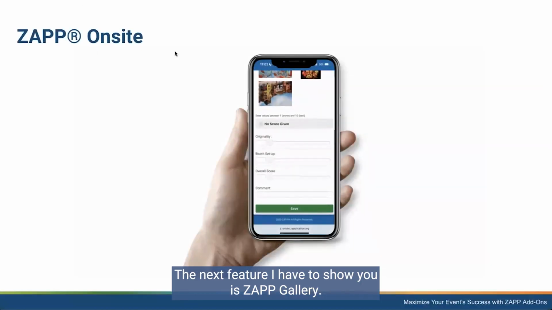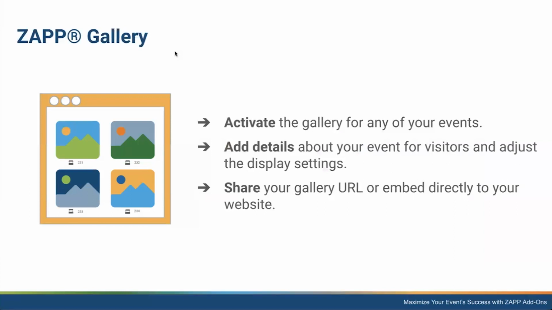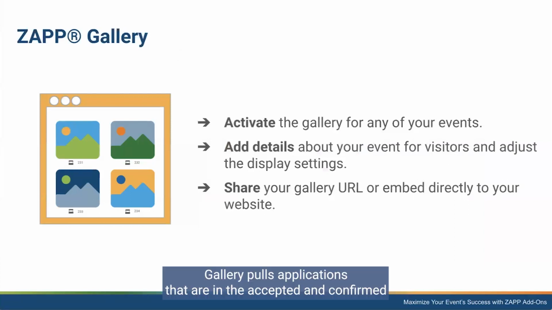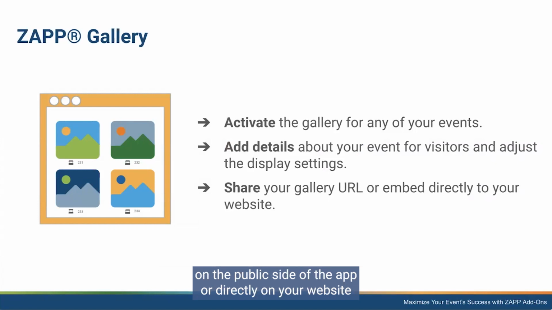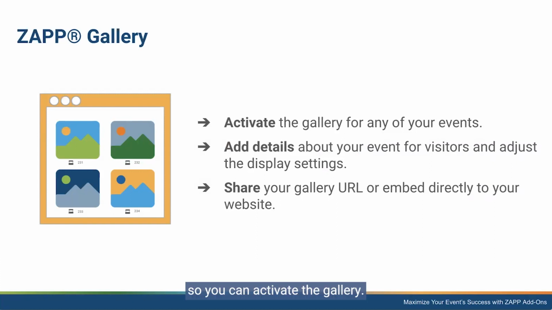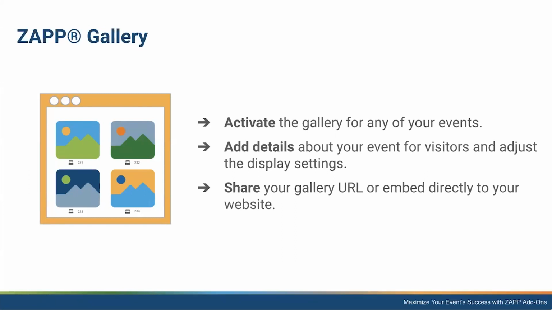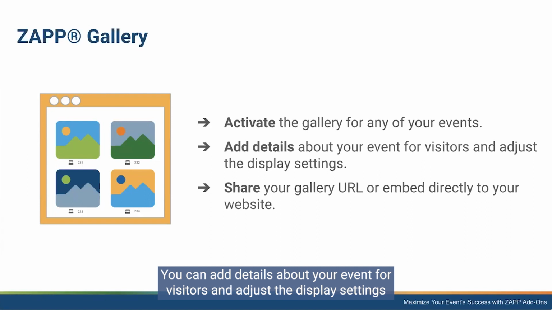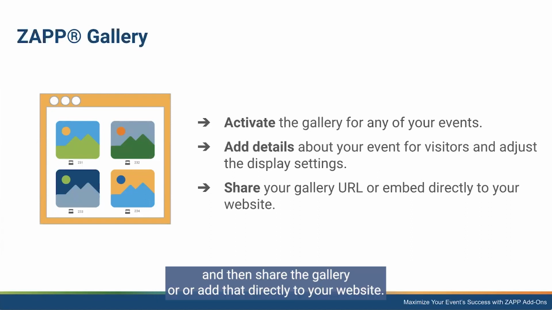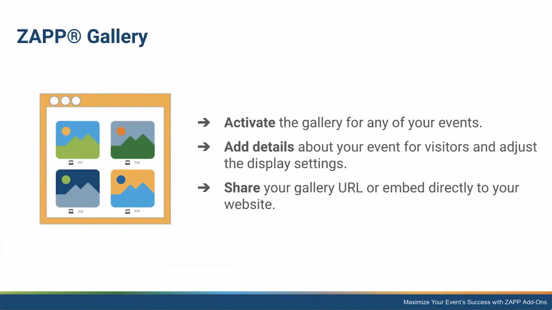The next feature I have to show you is ZAPP Gallery. Gallery pulls applications that are in the accepted and confirmed statuses and creates a gallery view of your artists that patrons can view on the public side of ZAPP or directly on your website. So you can activate the gallery, and again, I'll show you how to sign up. The gallery tab of the event editor will be made available to you. You can add details about your event for visitors and adjust the display settings, and then share the gallery URL or embed directly to your website.